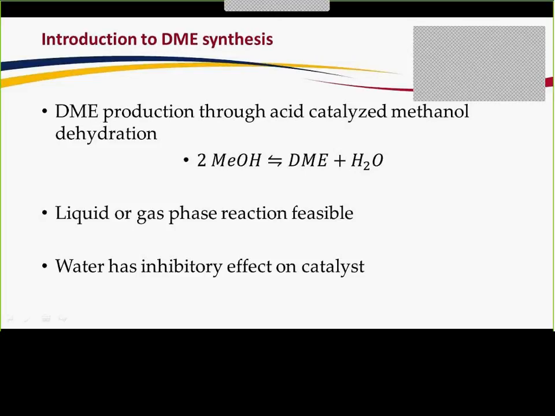So one thing we're going to be looking at and talking about is the possibility of an alternative catalyst, which Kyle will be talking about later. We also determined that we could have a liquid or gas reaction feasible with this process.